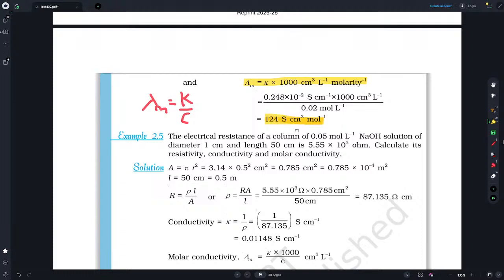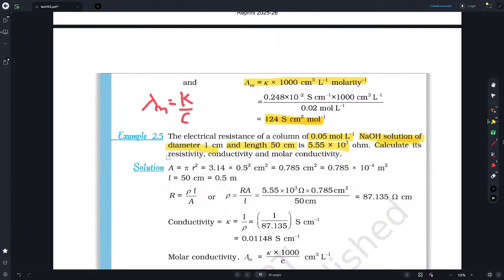The electrical resistance of a column, a conductivity cell of 0.05 mole per liter NaOH solution of diameter 1 centimeter. If they give the length and the diameter, we can find the G star value by L by A, and they give the resistance as 5550 ohms.